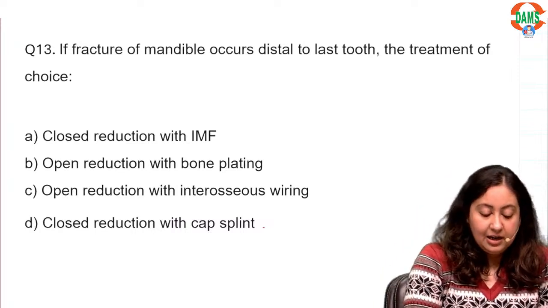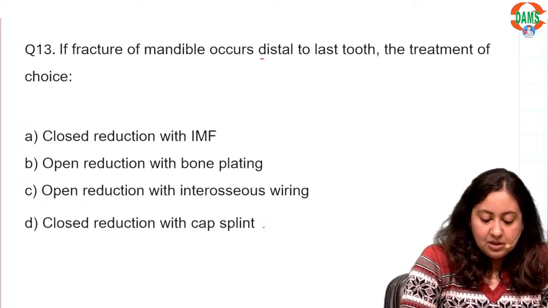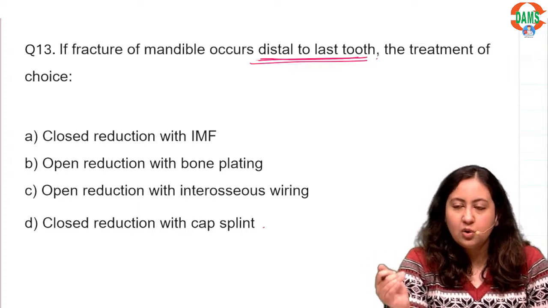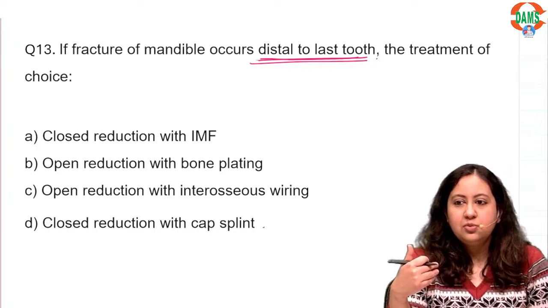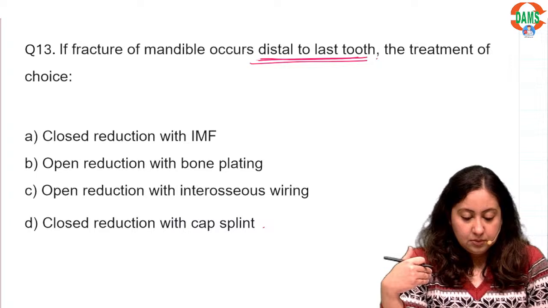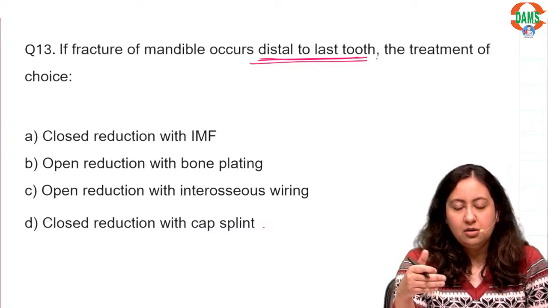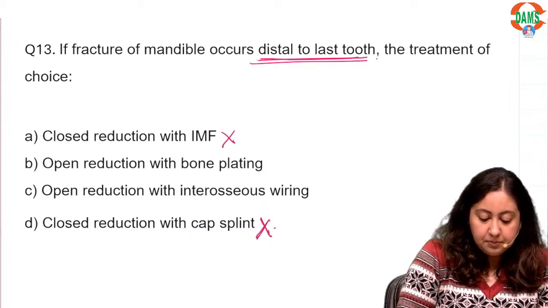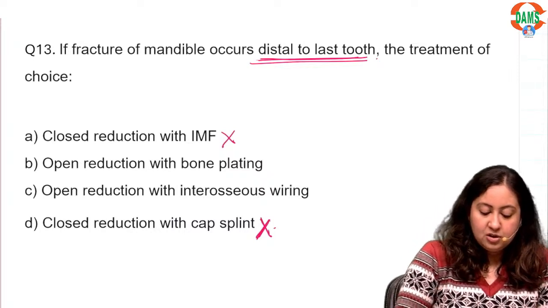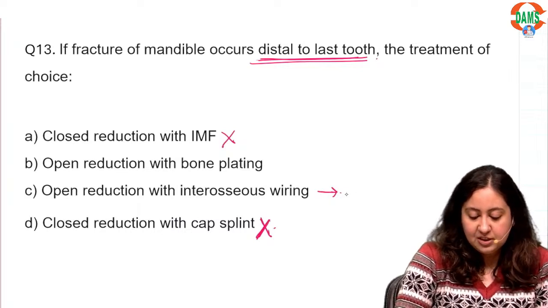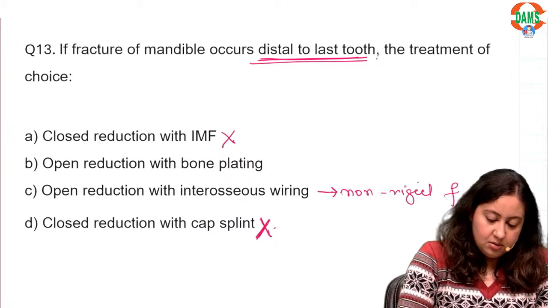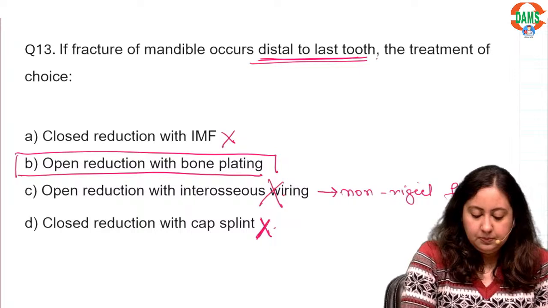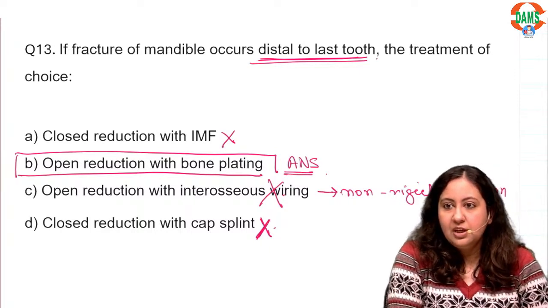Okay, now I'll explain. So fracture of mandible distal to last tooth. Distal to last tooth is actually your angle fracture, right? So most of you have got this question right. Whenever it is distal to the last tooth, conservative options are basically omitted. You cannot do those. So closed reduction with IMF is not possible. Closed reduction with cap splint is not possible. All right. Fine. Now, open reduction with interosseous wiring is a semi-rigid, non-rigid fixation. So this is also omitted. Open reduction with bone plating is the correct answer. Fine. So all of you have got this question correct.